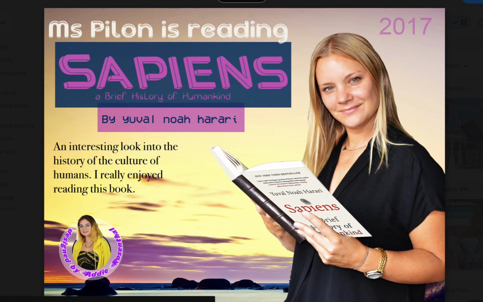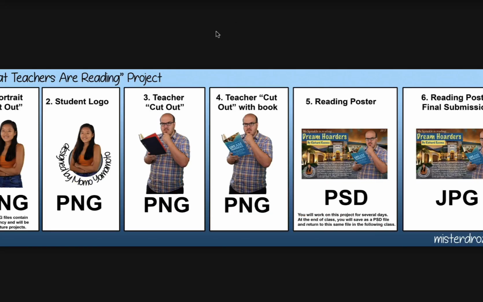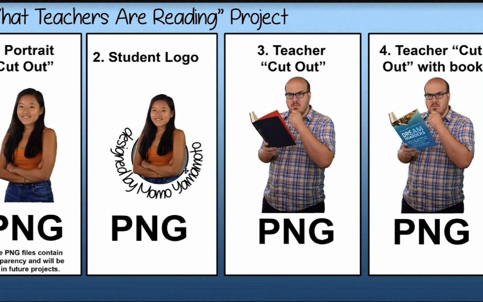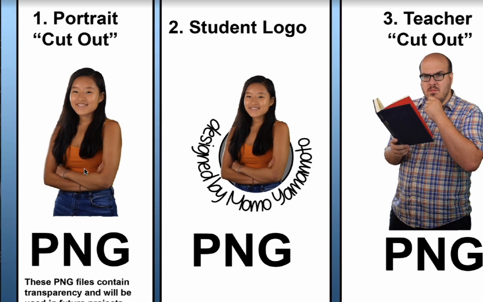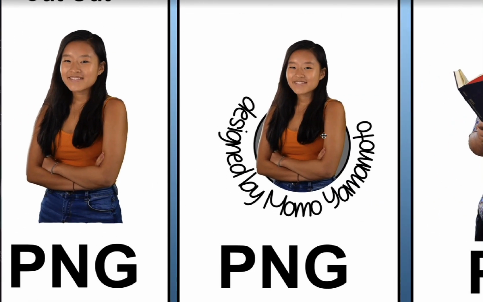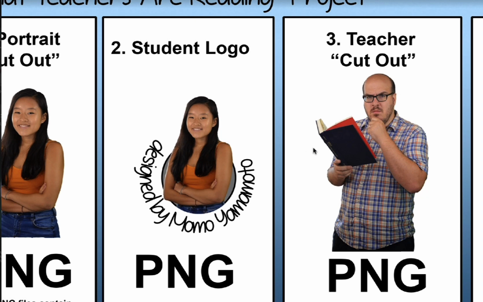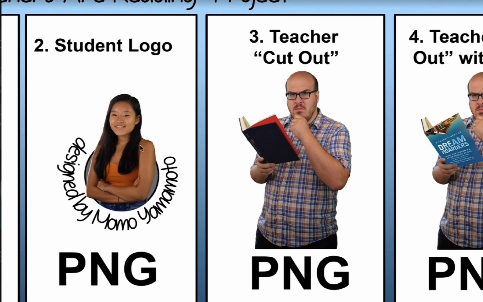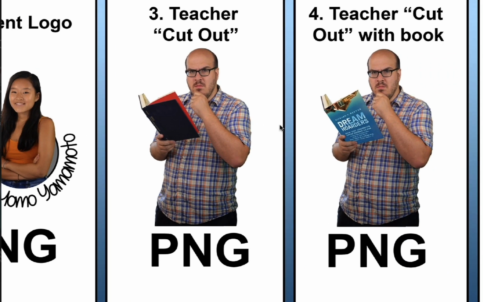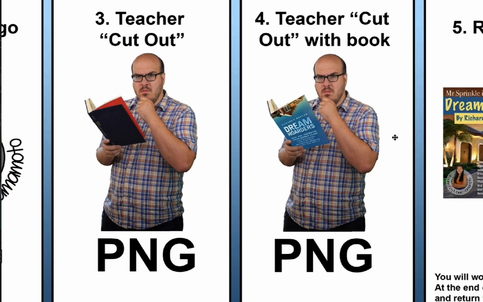And so how do we start? What are the steps for this project? That's a great question. The first thing that we're going to do is this portrait cutout. You guys created this PNG way back in October. Today, what we're going to be working on is steps 2, 3, and 4. In a moment, I'm going to show you guys how to create your logo. And then this year and moving forward, we're going to simply combine steps 3 and 4. I'm going to talk to you about how to do that.